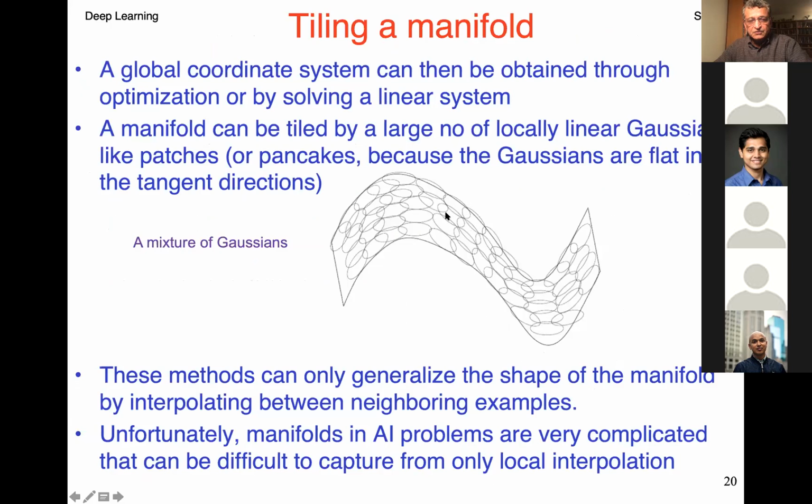And this idea is also extended here, tiling a manifold. A global coordinate system can then be obtained through optimization or by solving a linear system. And a manifold can be tiled by a large number of locally linear Gaussian-like patches or pancakes, because the Gaussians are flat in the tangent directions.